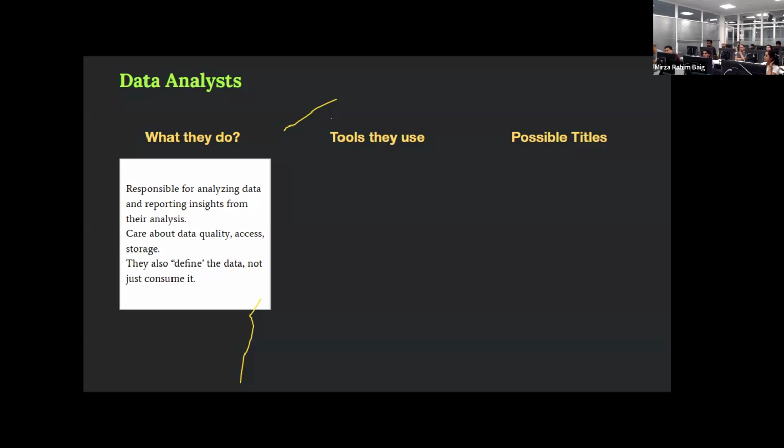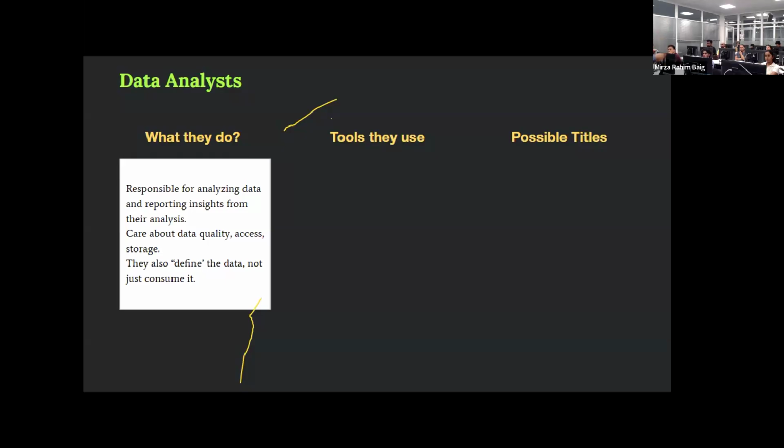They care about data quality, data access, data storage also. A business analyst is not too concerned about exactly how the data is stored. They are more concerned about consuming it. A data analyst is very concerned about how it is stored and whether it is stored in the right way or not. Can I create the right metrics from it or not, which the business analyst might use. They also define the data, not just consume it.